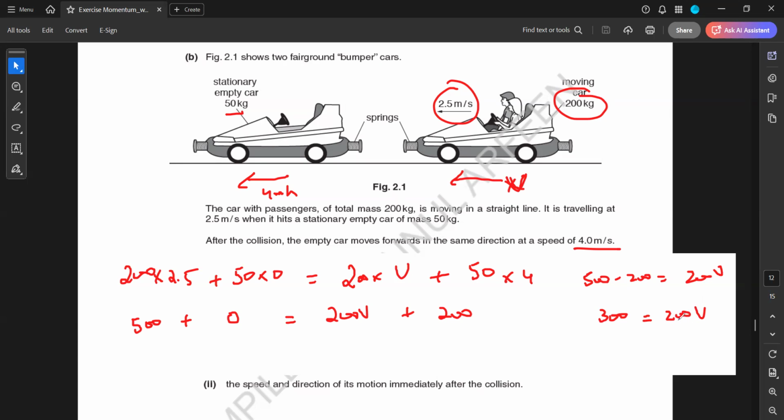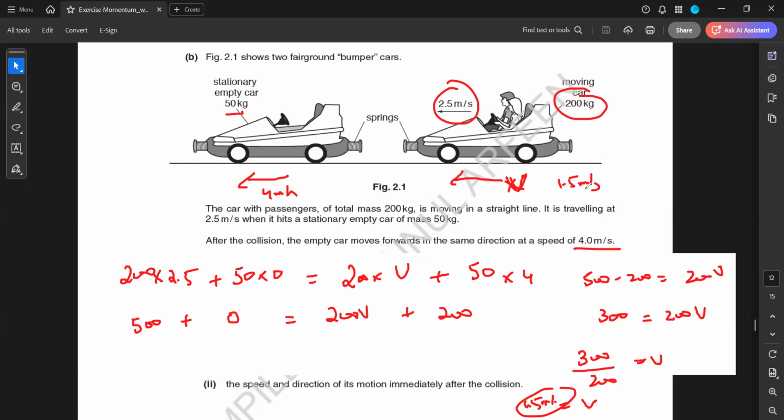We need the V. So 200 is multiplied, on the other side it will be divided. So 300 divided by 200, what will we get? We'll get 1.5. So we got 1.5 meters per second. That's the speed at which this car will move. And which direction will it move? Because we got a positive answer, it means it will move in the same direction as the original. If we get a negative answer, it means it will move in the opposite direction.